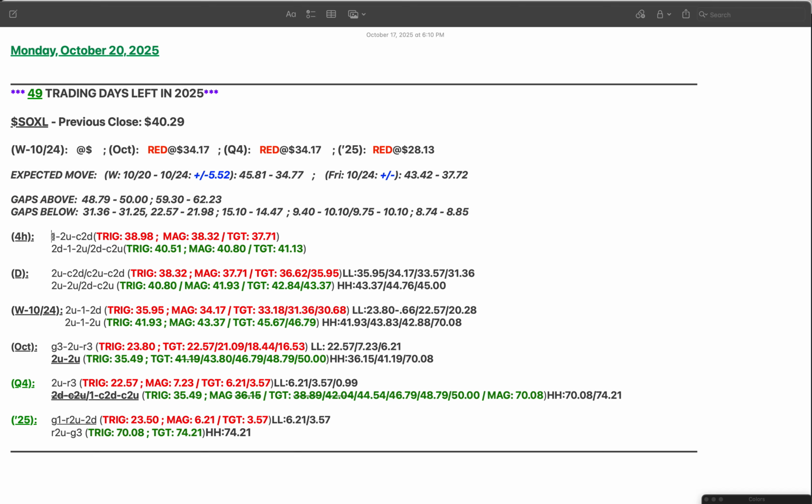So on the 4-hour, if we get action to the downside, that triggers the 1-2 up, combo 2 down, triggering at 38.98, magnitude of 38.32, and extended target of 37.71.